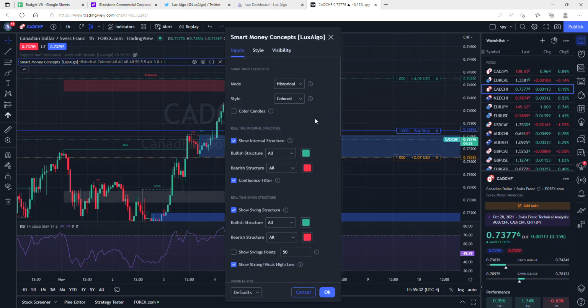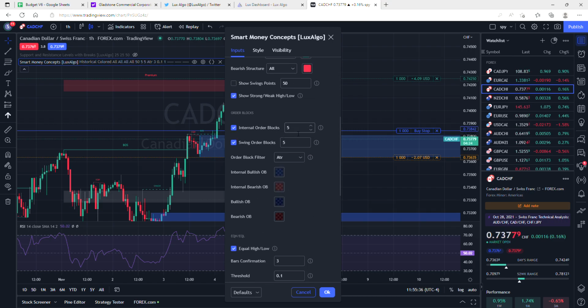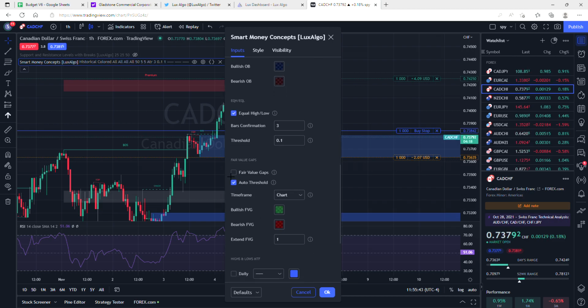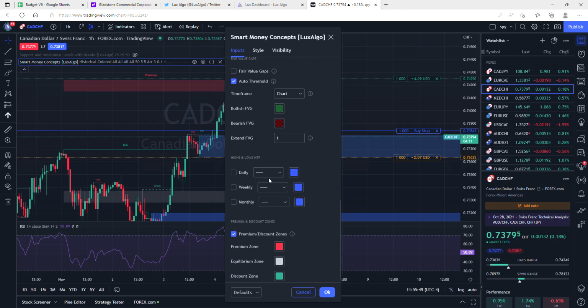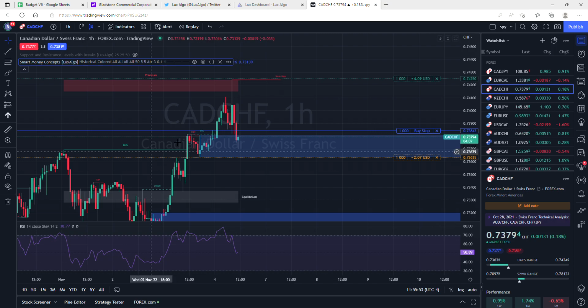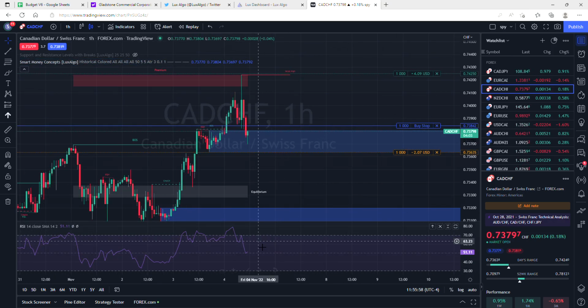And basically, I left everything exactly as it comes. You can play with these right here, your order blocks as your support and resistance levels, but I left them the same. I found that to work the best. Equal high, low. I did turn off the fair value gaps, but that is the only thing I messed with. And of course, I'm pairing this with the RSI as well, so that'll give you a good indicator of whether the market is overbought or oversold in that section.